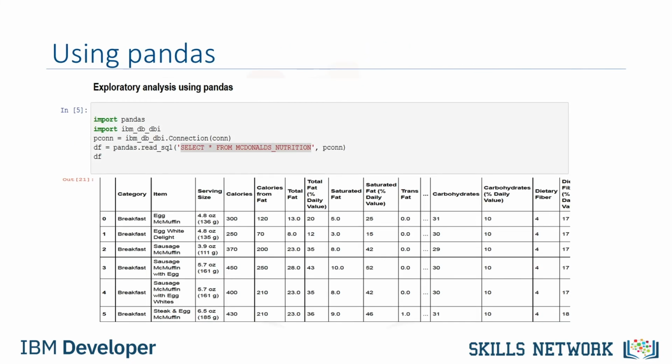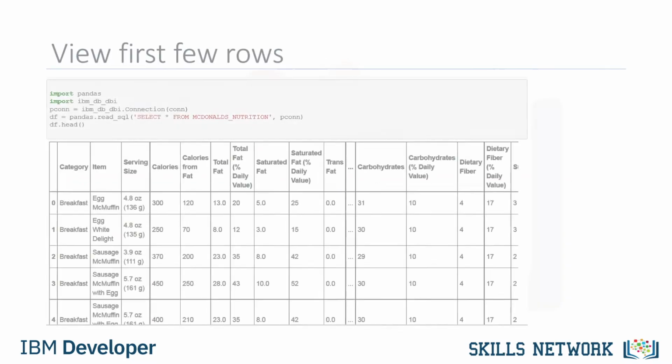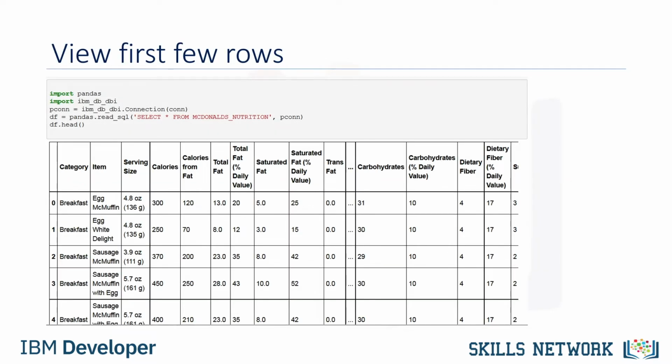Now let's see how we can use pandas to retrieve data from the database tables. We load data from the McDonald's_nutrition table into the data frame df using the read_SQL method. The SQL select query and the connection object are passed as parameters to the read_SQL method. We can view the first few rows of the data frame df that we created using the head method.